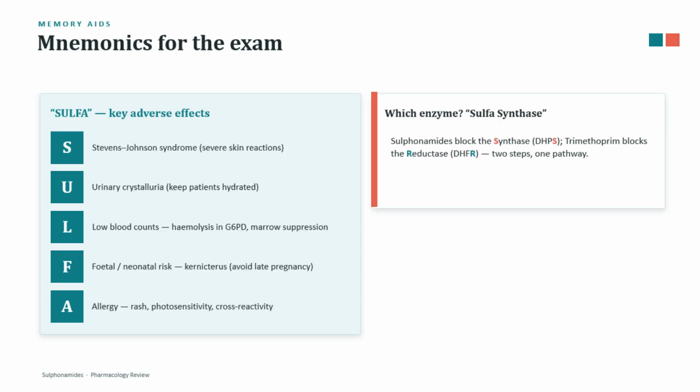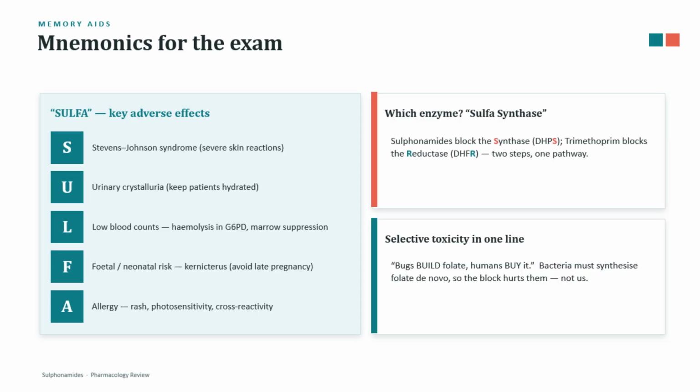Alright, this is my favorite slide. Let's lock it all in with some memory aids. The first is the word SULFA for the key adverse effects. S for Stevens-Johnson syndrome, U for urinary crystalluria. Keep them hydrated. L for low blood counts, including the G6PD hemolysis, F for fetal and neonatal risk, that's kernicterus, and A for allergy.